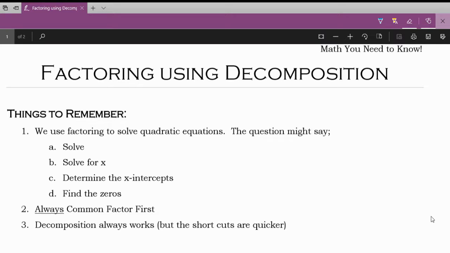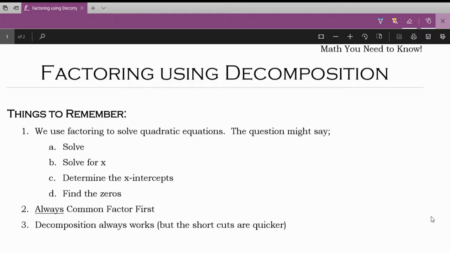Hi everyone, today we are going to go through factoring using decomposition. So things to remember with this: when we are factoring, we are solving a quadratic equation. So the question might say solve for x, or determine the x-intercepts, or find the zeros. In all of those cases, you would use factoring to solve the equation. And we are going to go through the way that always works, which is decomposition.